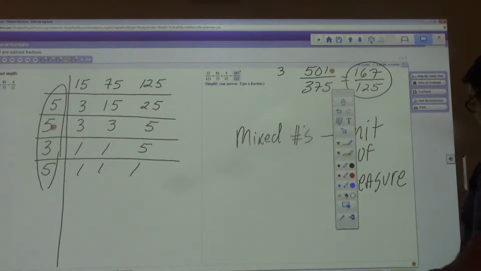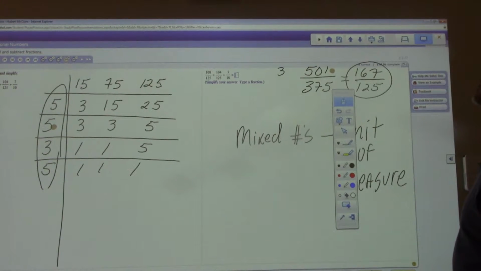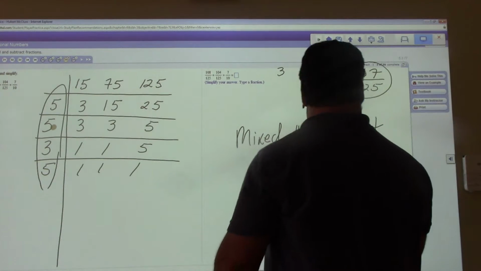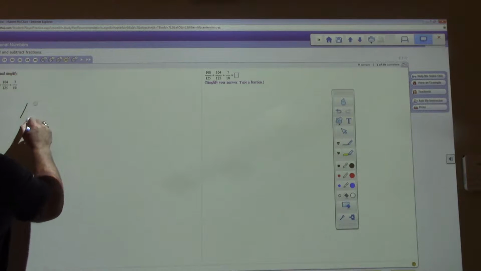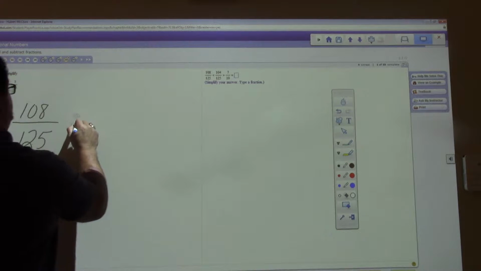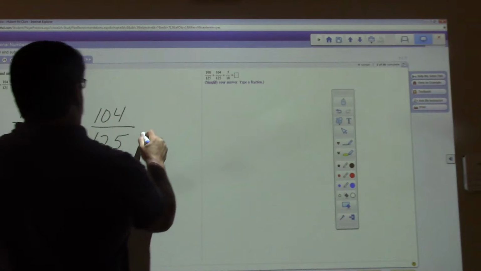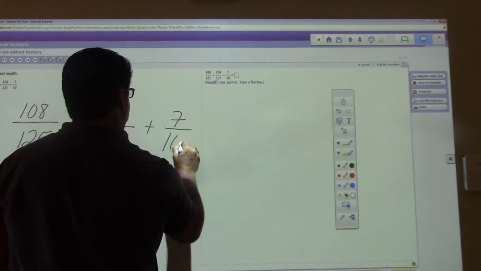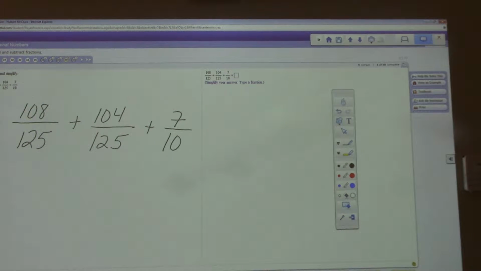Okay, let's do another. All right, that's a 10, a 125, and a 125. I'll write it down for you. So 108 over 125 plus 104 over 125 plus 7 over 10. That's the problem. Now you put it in order however you want to. Now, of course, you don't have to write 125 down twice. Okay?